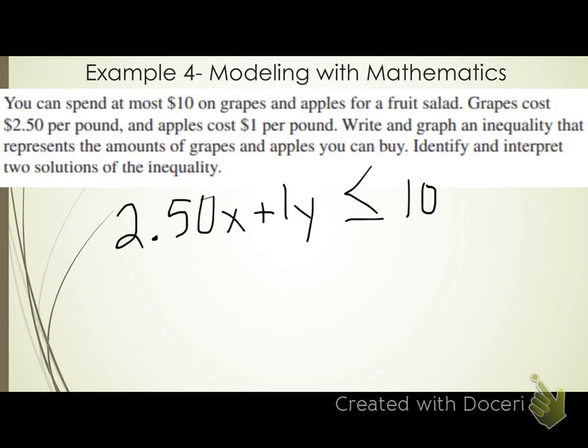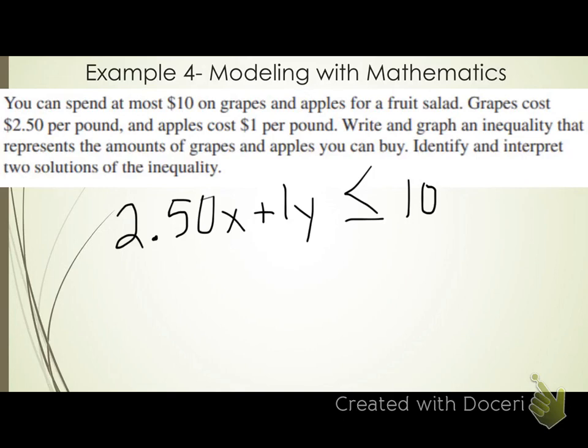Does everyone see how we got the left part of the inequality? 2.50x plus 1y. So x is representing the pounds of grapes that I buy. y is representing the number of pounds of apples that I buy. So $2.50 per pound of grapes, $1 per pound of apples, has to be less than or equal to $10. Questions there?